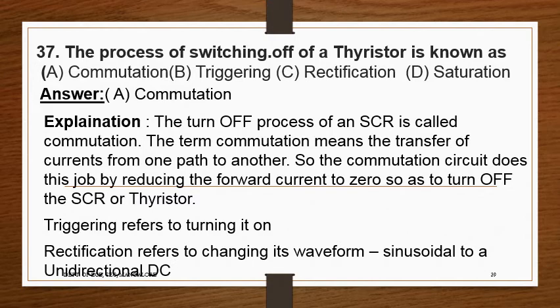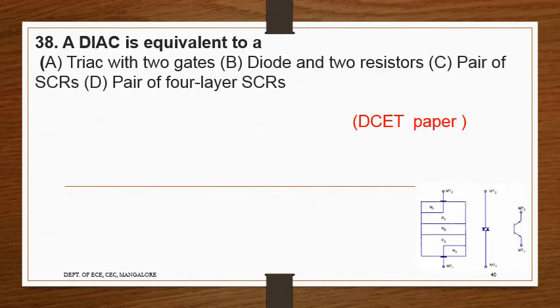Triggering means, on the other hand, to turn it on. Rectification refers to changing its waveform, that is a sinusoidal pattern, to a unidirectional DC. Saturation is when it reaches a peak value of output current.